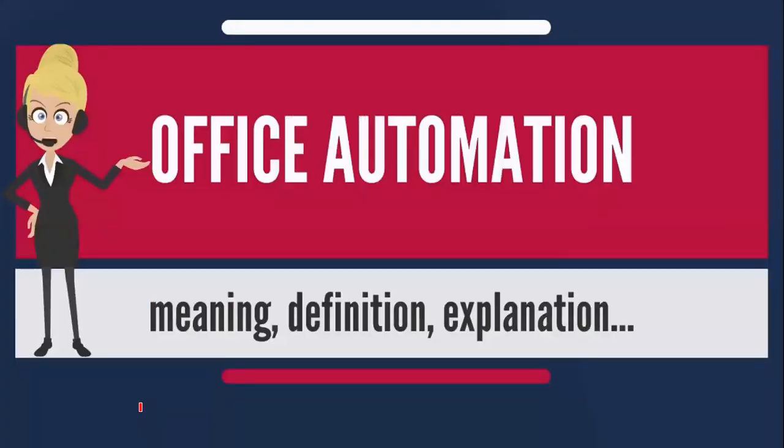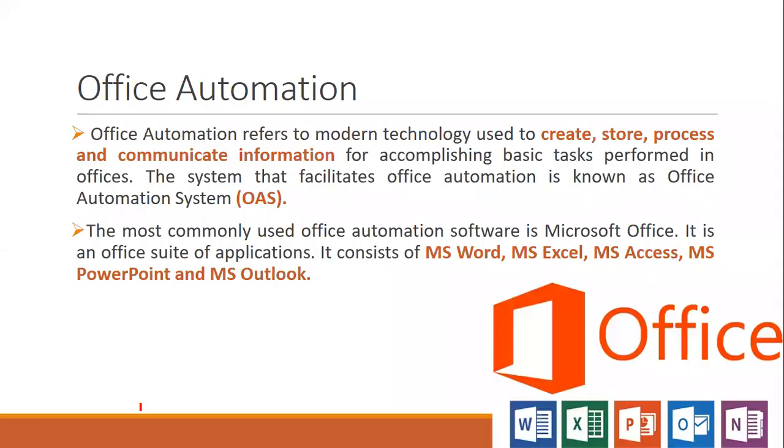First of all, let's discuss what is office automation, what does it mean, how can we define it, and let's discuss some important content related to the term office automation. Okay, first of all, we need to understand this. What does office automation mean? It basically refers to the modern technology that is used to create, store, process, and communicate information for accomplishing the basic tasks performed in the offices.